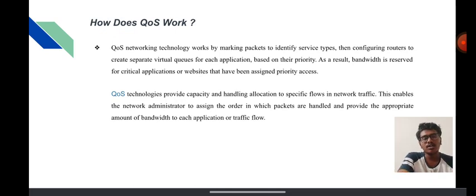Quality of service technologies provide capacity and handling allocations to specific flows in network traffic. This enables the network administrator to assign the order in which the packets are handled and provide the appropriate amount of bandwidth to each application or traffic flow.